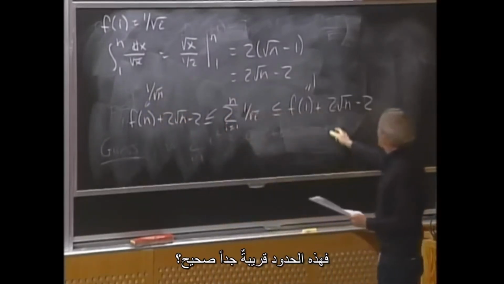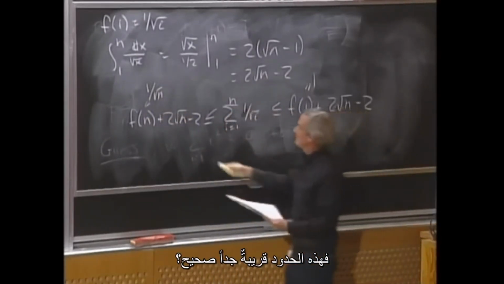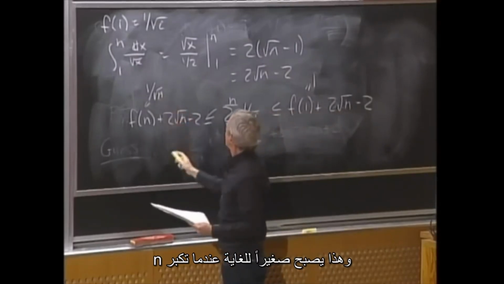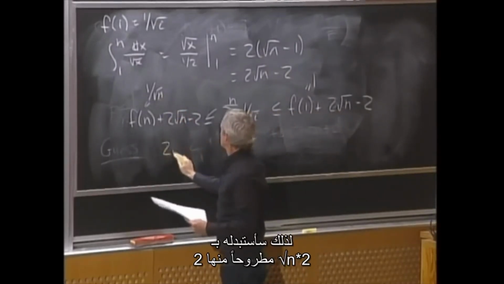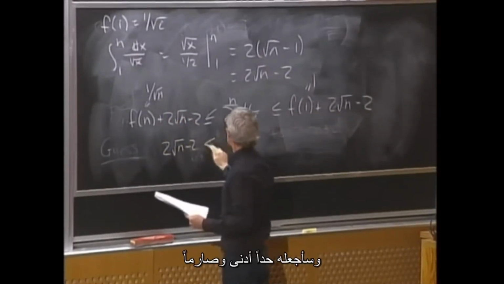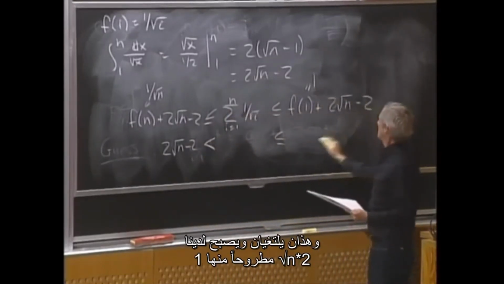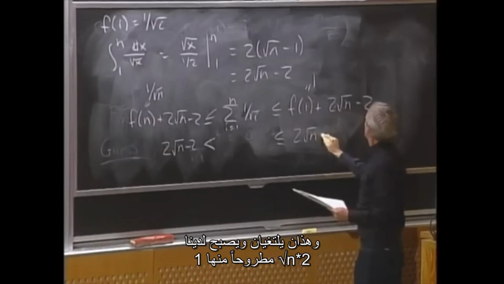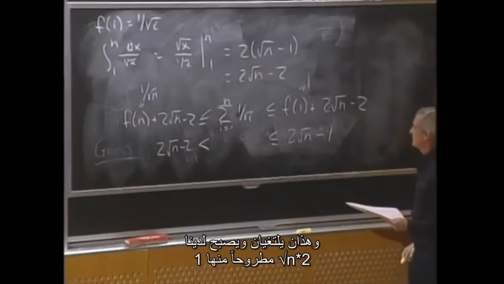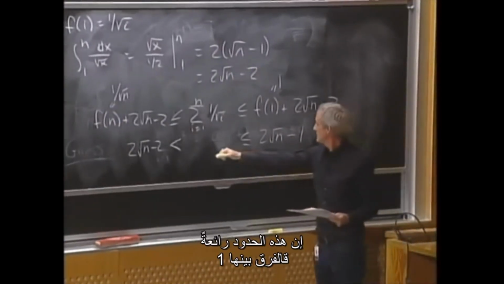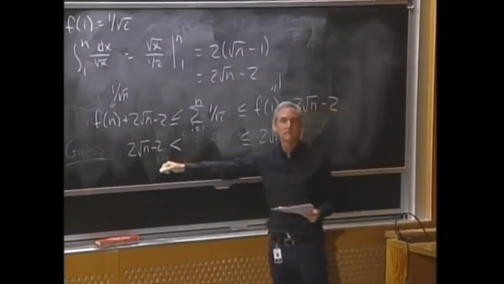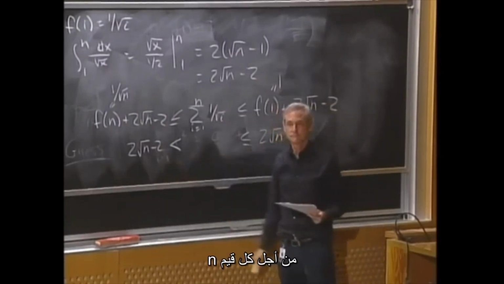All right, so these bounds are pretty close here, right? In fact, this gets really tiny as n gets big, so I'm just going to replace this with 2 square root of n minus 2 and make it a strict lower bound. And this, cancel there, I get 2 square root of n minus 1. Wow, these bounds are great. They're within 1 for all n. That's really good.